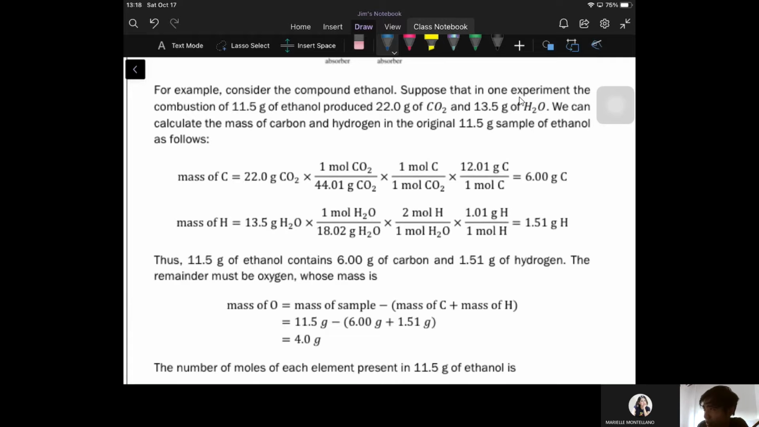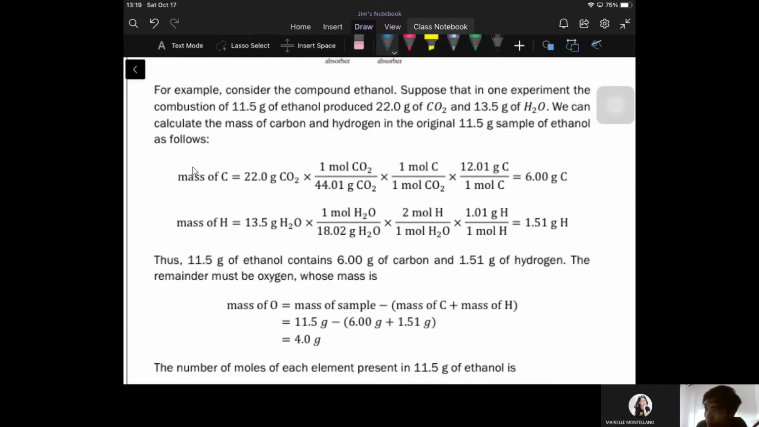Suppose that in one experiment, the combustion of 11.5 grams ethanol produced 22 grams of carbon dioxide and 13.5 grams of water. We can calculate the mass of carbon, hydrogen in the original 11.5 gram sample of ethanol as follows. So, kumbaga, sabi lang dito, from the mass of your carbon dioxide and the mass of your water molecules, you can determine the mass of carbon and mass of oxygen.